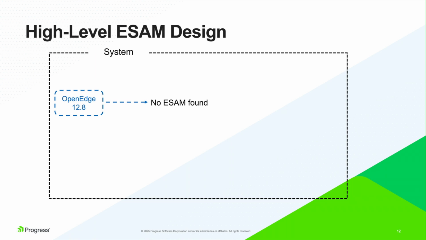Let's follow a use case of installing 12.8 on a new system. In this case, when the OpenEdge installer checks for an existing ESAM, it discovers there is none. And the ESAM is a prerequisite of OpenEdge in 12.8. So as I said earlier, for your convenience, the ESAM installer is included with the OpenEdge installation. It does require system admin privileges.